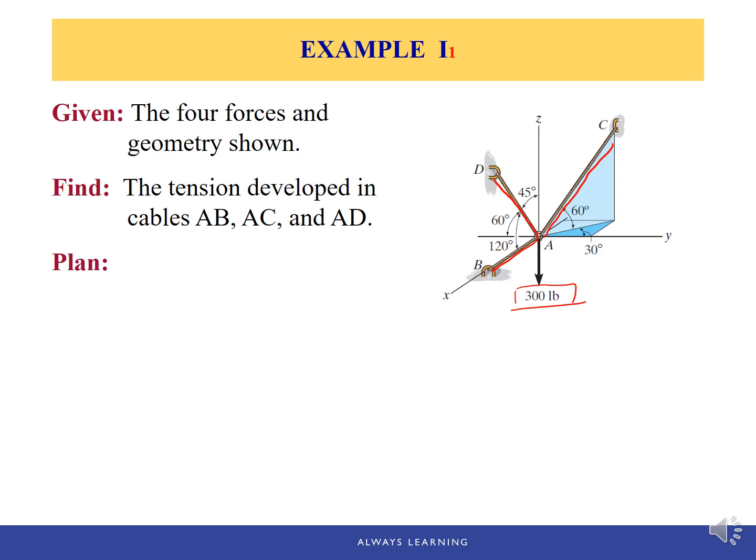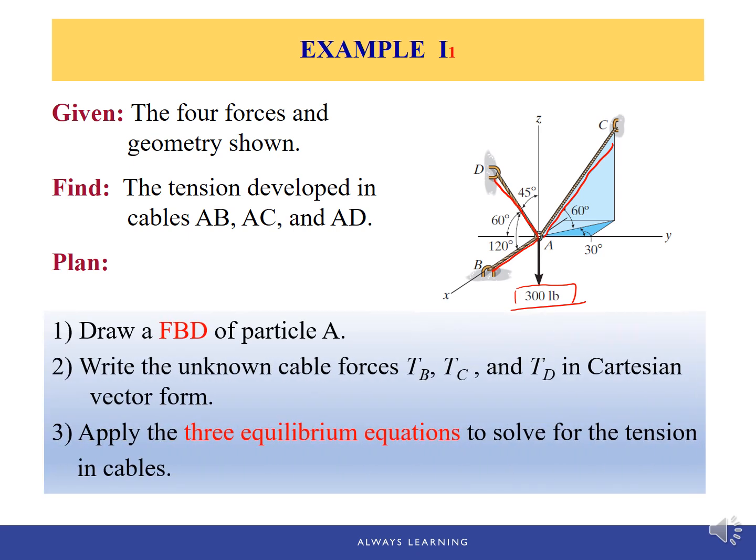So to solve this kind of problem, we're still going to follow the two major steps. The first step is to draw the free body diagram of the particle A. Again, that particle usually is the concurrent point of all the forces. Then we're going to express all of the forces in Cartesian vector form and use the three equilibrium equations to solve up to three unknowns. So let's see how to solve this one.